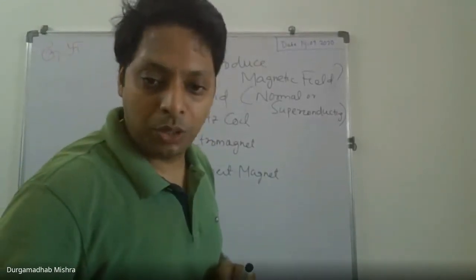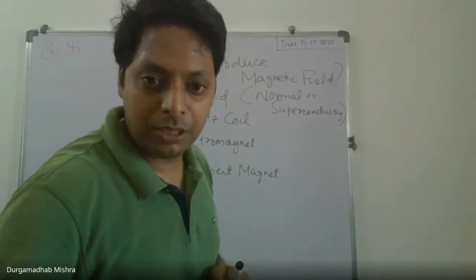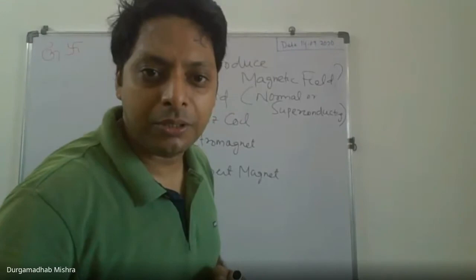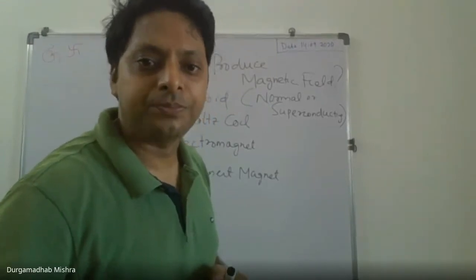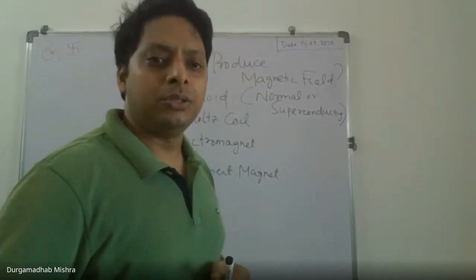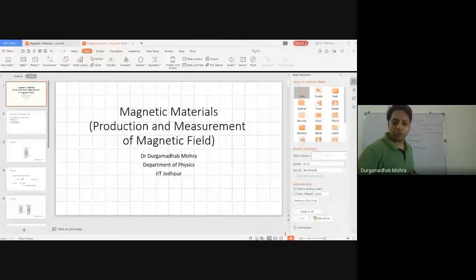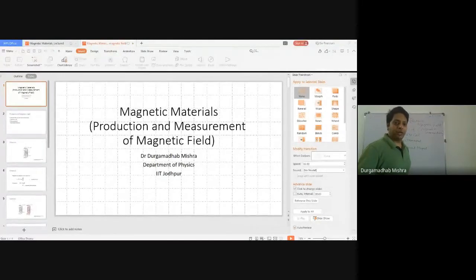I again want to present something on this, so you can look at the presentation now. I go to full screen. Yeah. So these are the different ways you can produce magnetic field.